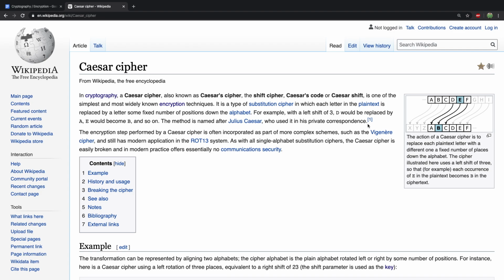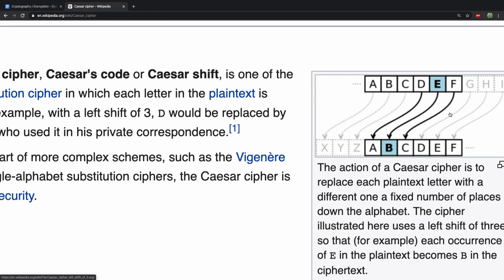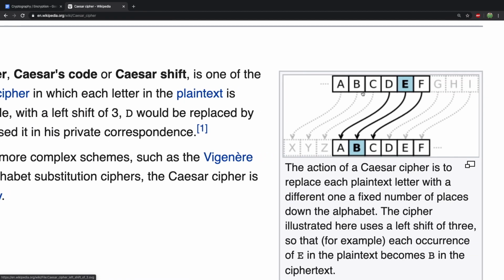He didn't want anyone to know about it. And you can see a visual representation of this right here, where an E becomes a B, an F becomes a C. It's just shifted over a couple characters, super simple.